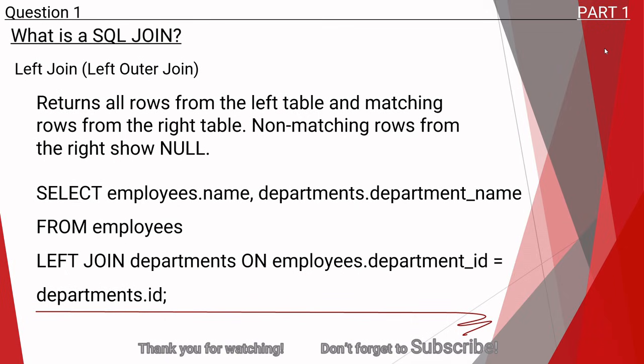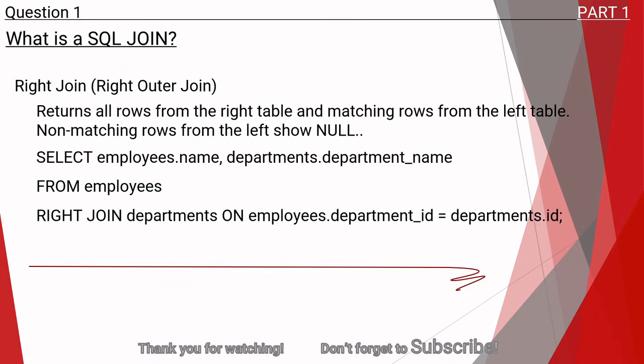Next, we have the left join or left outer join. This join returns all rows from the left table along with the matching rows from the right table. If there is no match in the right table, the result will include null values for those records. In the example provided, we retrieve all employees, even those without a matching department.